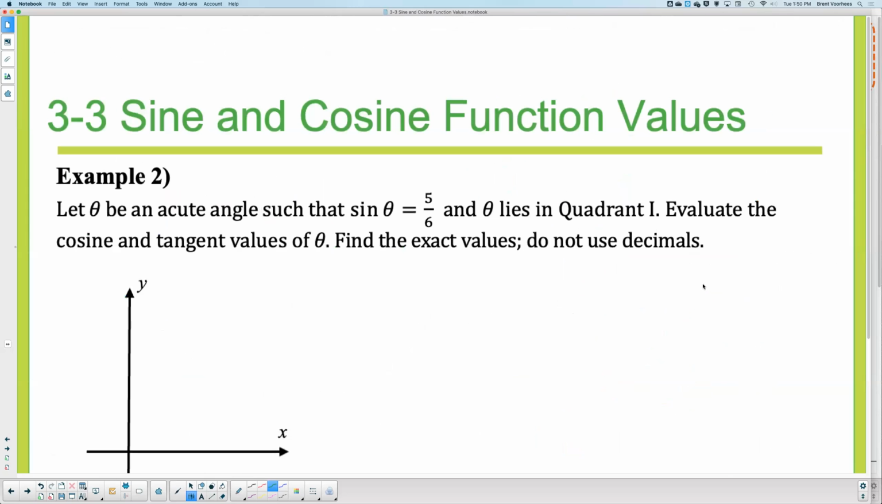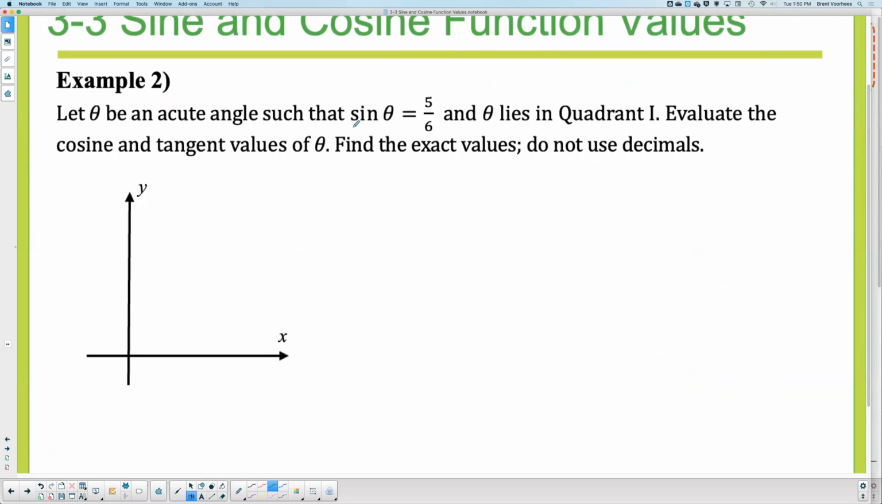All right, let's go to example 2. It says, let theta be an acute angle such that sine is, what does acute mean in geometry? Less than 90 degrees. Okay, so here's the problem here. In AP Pre-Calculus, will you be tested using degrees? No, because that deals with triangles. We're going to deal with radians. If you remember, that is equivalent.